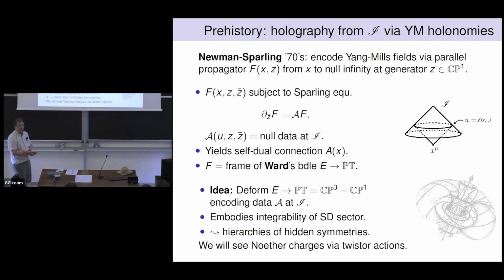a simple thing you could do, well, we all know that gauge theories are all about parallel propagation of internal vectors on a bundle, and you can propagate that vector all the way out from the spacetime event here to null infinity, and that would give you basically the information of the Yang-Mills connection in the interior of the spacetime encoded in this parallel propagator called capital F.